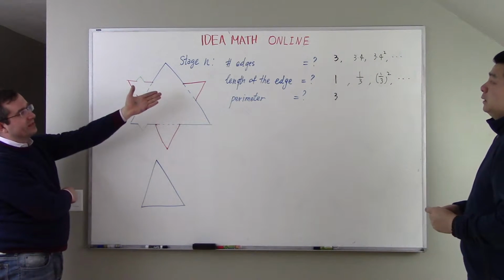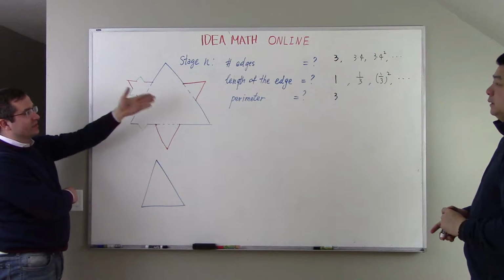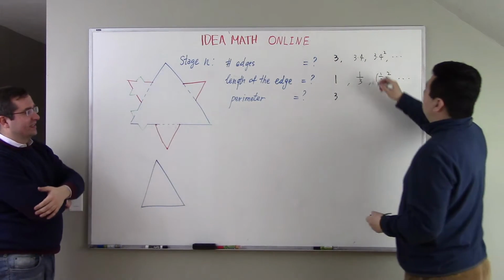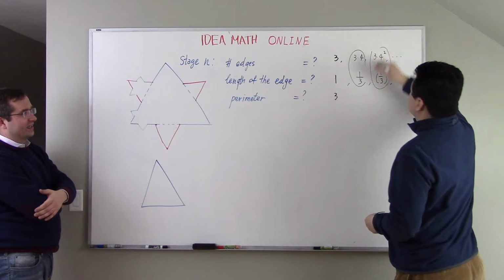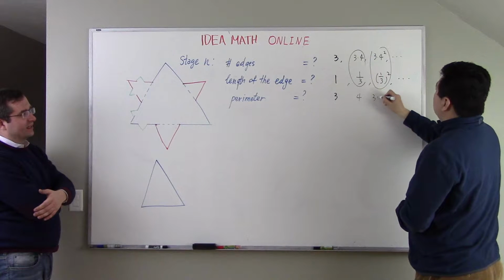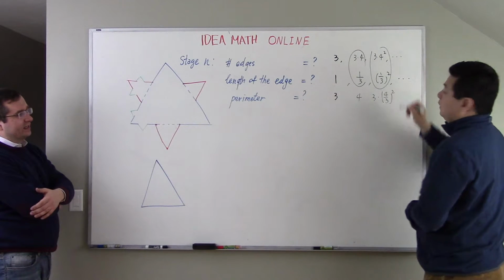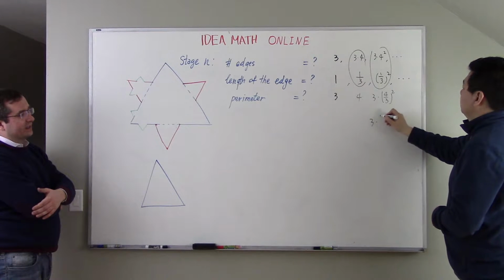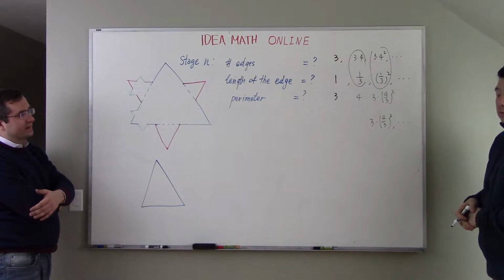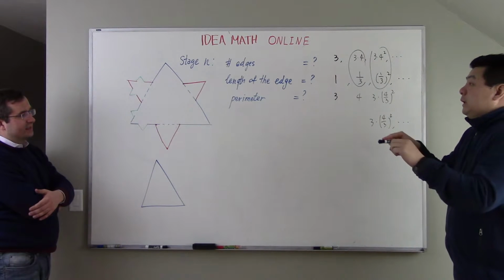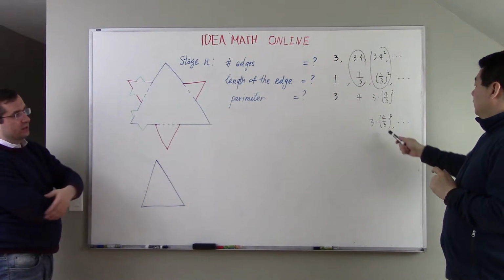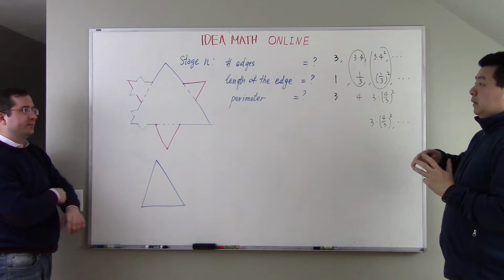Well, the perimeter is clear now, right? Because the perimeter is the number of edges times the length of the edge. Perimeter is the product of these numbers in the columns. So 3 times 4/3, and here it's 3 times 4/3 squared, and then 3 times 4/3 cubed, and so on. So, do we always increase the perimeter? It looks like yes. Every time it increases, because it's 4/3 to the power.